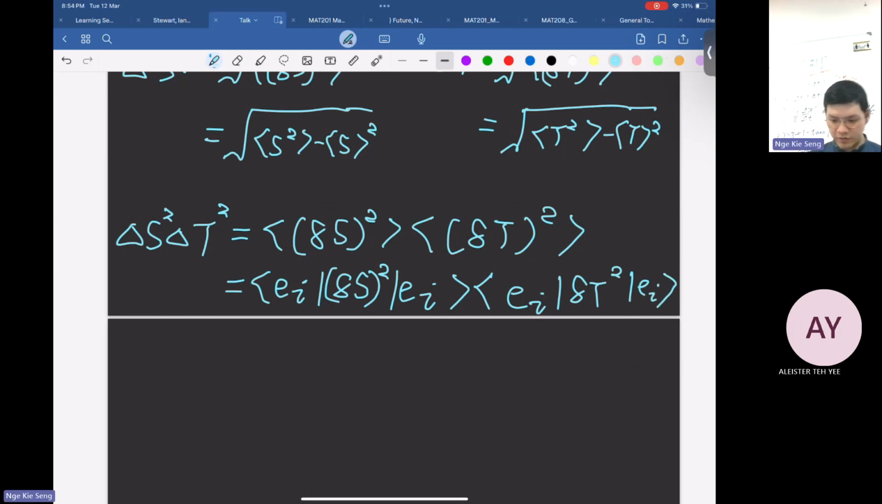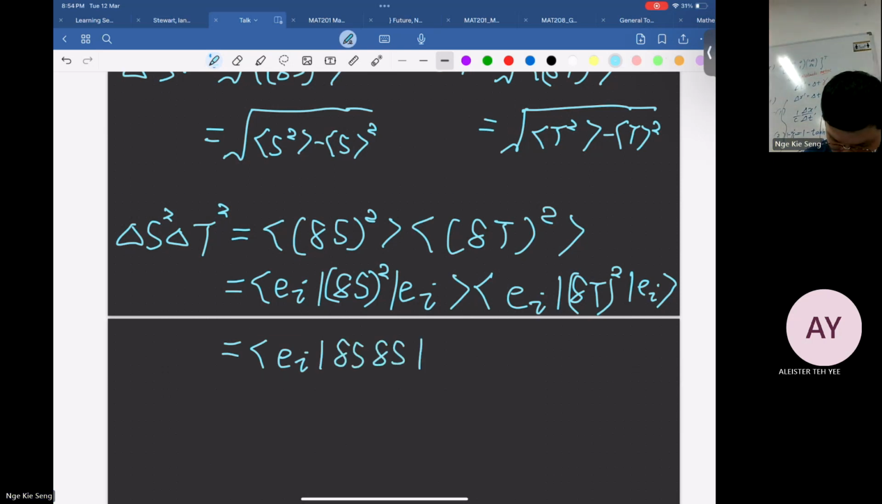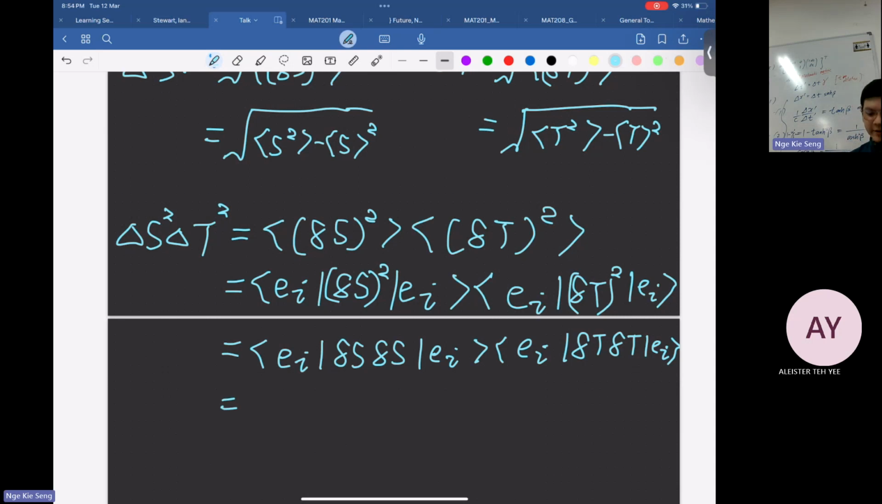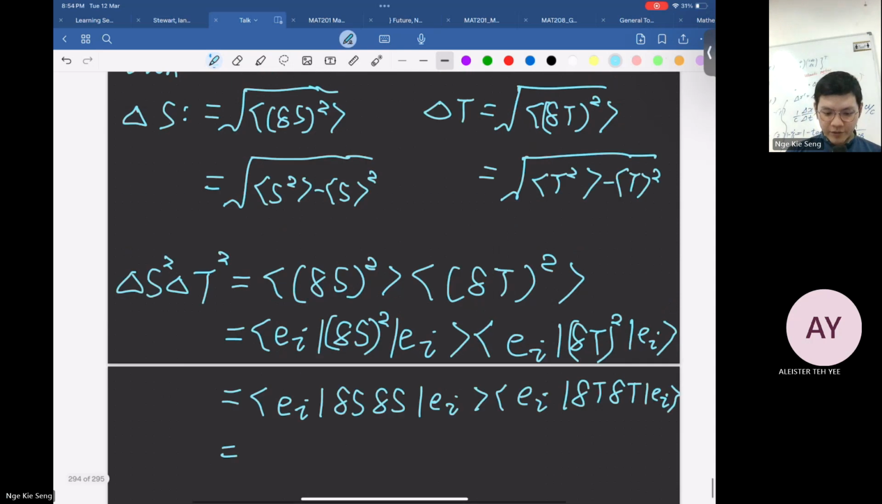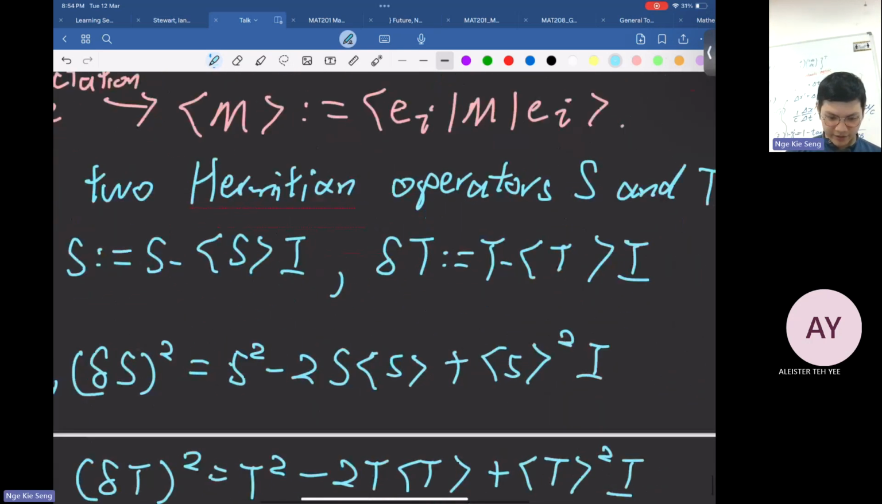This is still not obvious what we can do. But we can split this delta x out. And then what else can we do? Actually, there's something that I haven't used yet about S and T. S and T is what? Hermitian. So can you tell anything about this delta T or not?